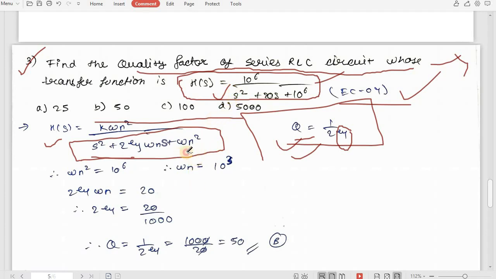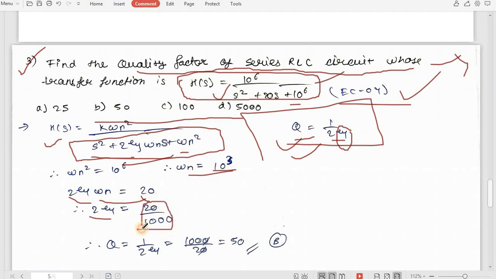Here you can see omega n square is 10 raised to 6. If you take the square root, you will get omega n equals 10 raised to 3. 2 zeta omega n is 20. We want 2 zeta, so we keep 2 zeta as it is and take omega n to the other side. We get 2 zeta equals 20 upon omega n. Omega n is 1000, so it will be 20 upon 1000.